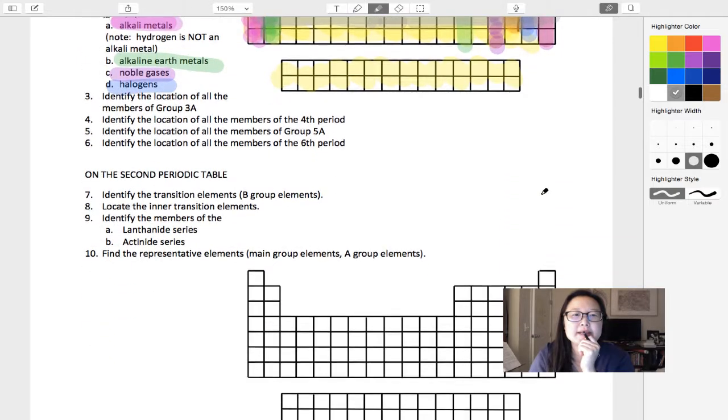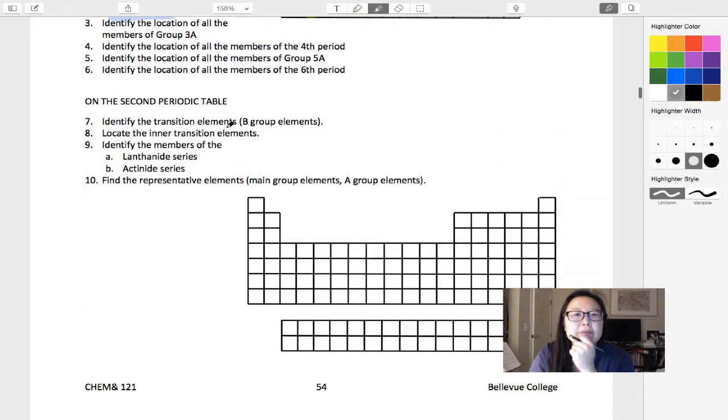Now on the second periodic table, we want to look at the stuff that we didn't look at before, and that was, I didn't tell you about this middle chunk that we were ignoring. This is called the transition elements. And sometimes they're called transition metals. It's basically all of these guys in here.